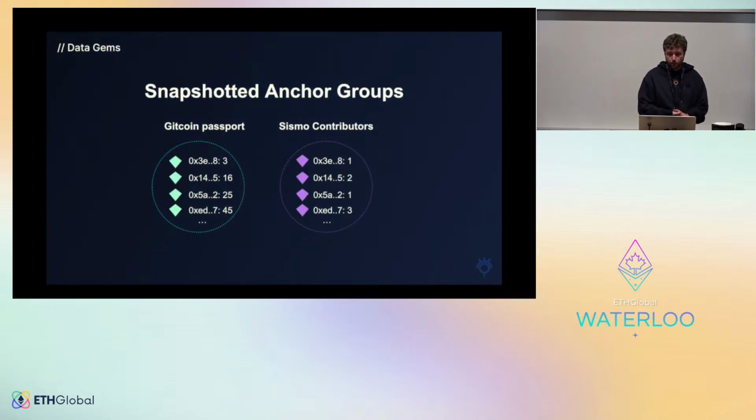Basically, all of this works using snapshotted encore groups. So in Sysmo, you need to generate the groups, the Sysmo data groups, with all the holders of a Gitcoin passport, and with the different values that it has, the different scores that it has.